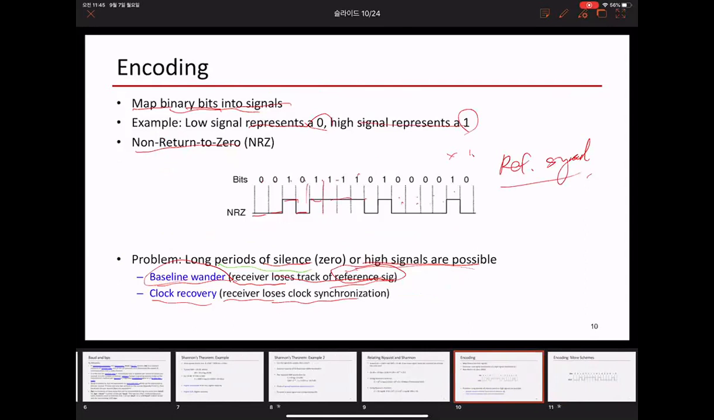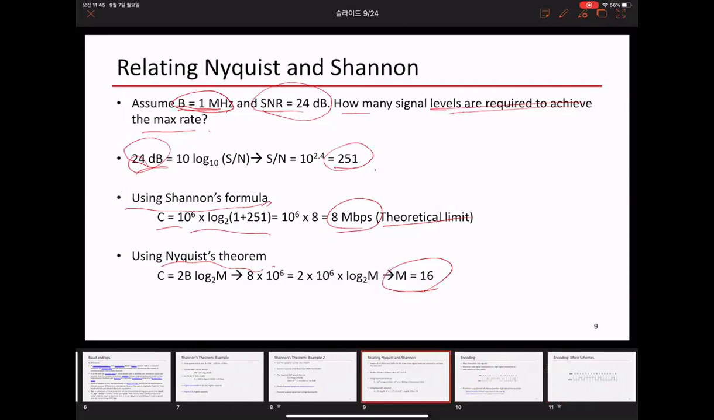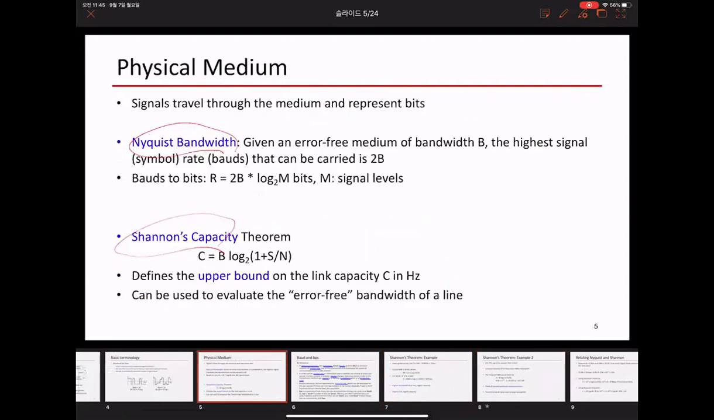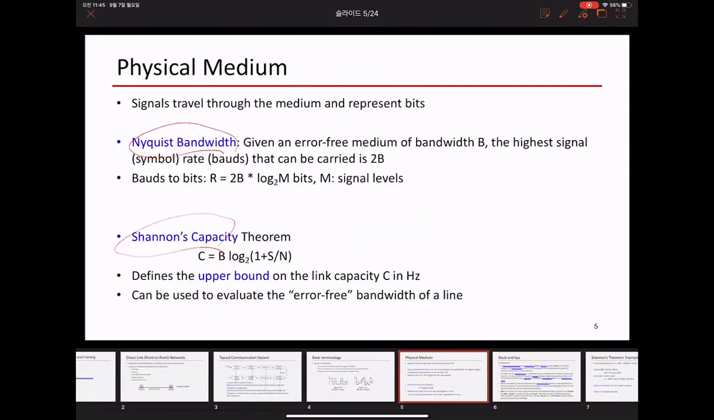Can I interrupt? Yep. I have a question. In the Nyquist bandwidth equation that you showed above, in the physical medium slide, it says R equals 2B times log base 2 of n bits. R means capacity? Yes, BPS. Okay, all right, thank you.